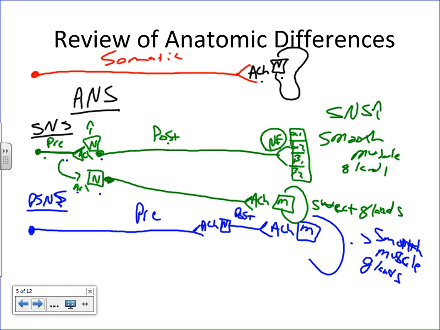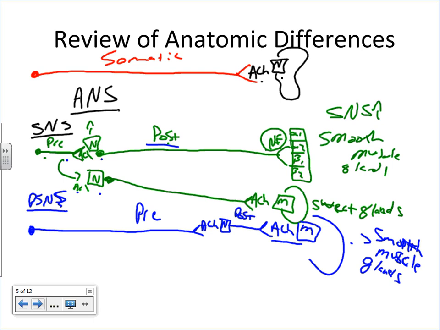Smooth muscle and glands. Both sympathetic and parasympathetic innervate smooth muscle and glands. But now, what are you seeing here? At the postganglionic neurons, you're seeing different neurotransmitters being released, and you should start to think there's probably going to be some different effects here.